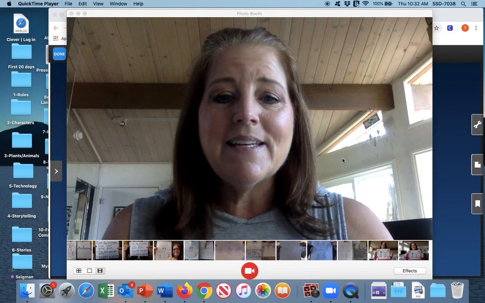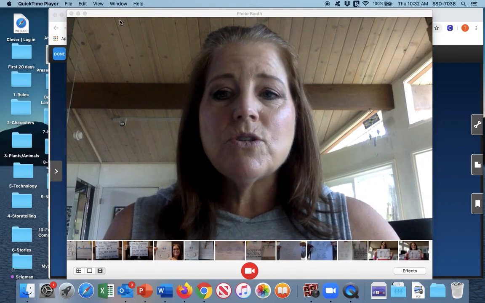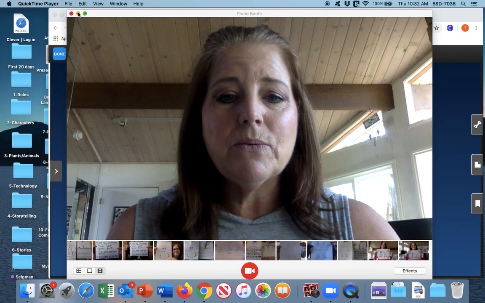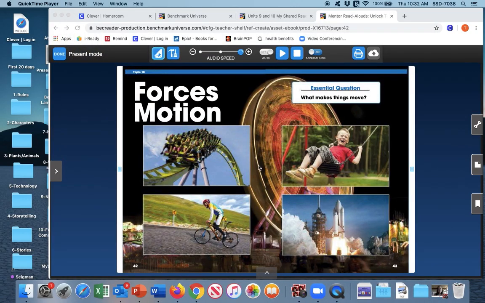And I'm going to go ahead and flip over to the introductory page in our mentor reading book. So this is what it looks like. It is forces motion. In this unit, we will learn how things move. Look at the photos. In the first photo, we see a roller coaster is moving very fast. In other photos, a boy is moving on a swing, and a man is moving on a bike uphill. In the last photo, a powerful rocket is getting ready to speed into space.